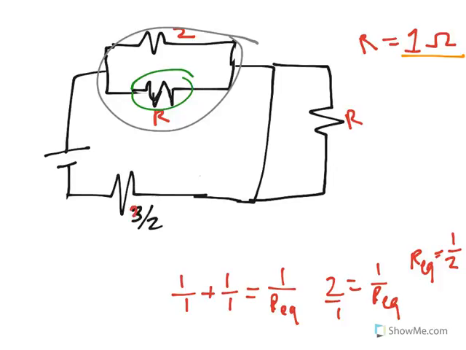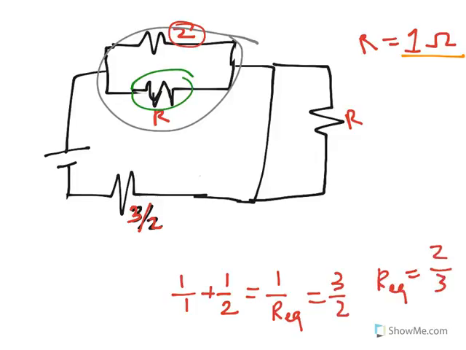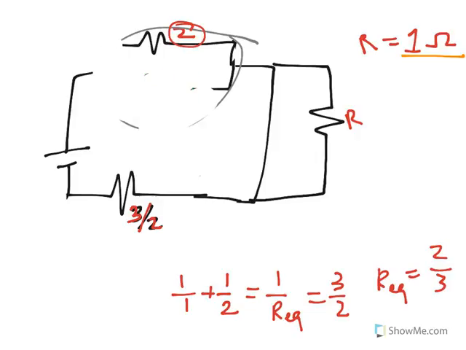Let me do it in red since I've been doing the other ones in red. And then up top we've got 2 and 1. So let me just change what we've had over here. We have 1 over 1 plus 1 over 2, because R2 is 2 in this case from here. And we get 1 over R equivalent. 1 plus 1/2 is 3 over 2, so R equivalent is 2 over 3. Now we can replace this loop with a single resistor of resistance 2/3.